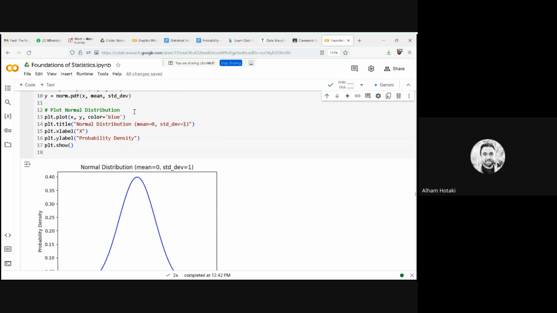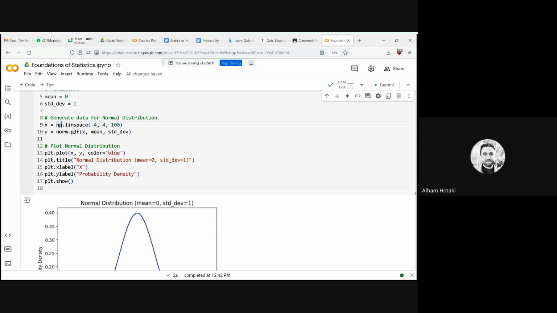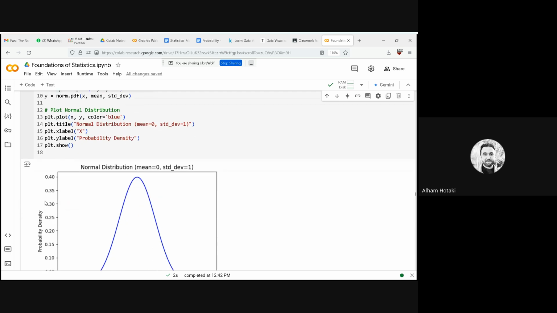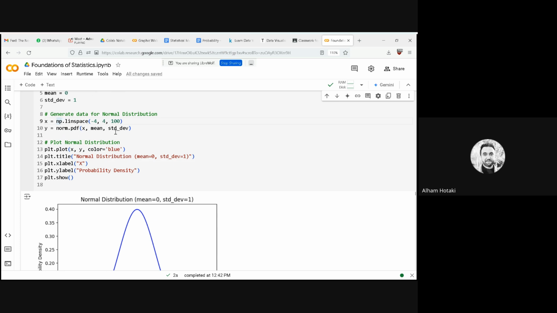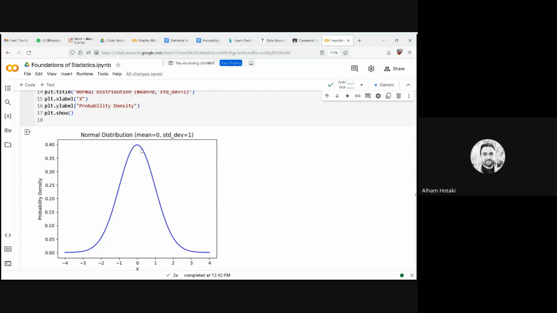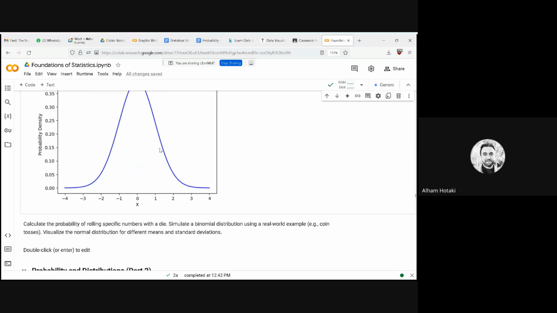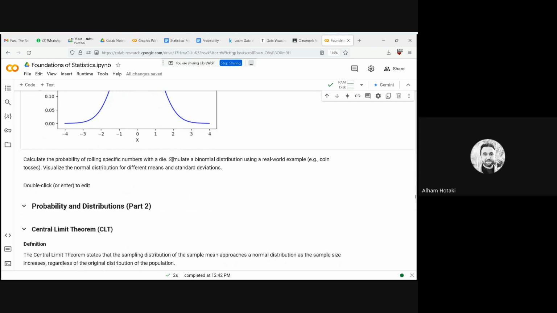So it has generated a linspace. This is a NumPy function from -4 to 4, with 100 points. Then norm.pdf of x is how you can call this function, with the mean and the standard deviation. The mean is 0 and the standard deviation is 1. So if you plot it, it will look like this.